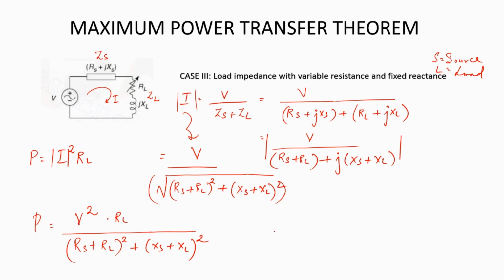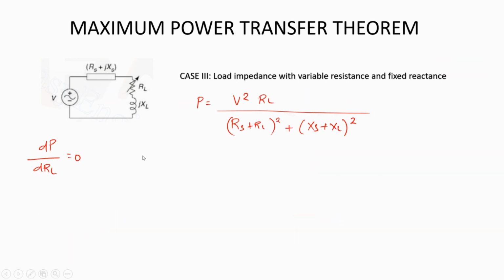Now we need to find out the condition for maximum power transfer. So to do that, we see that the variable parameter over here is just the resistance and not the reactance. Reactance is fixed. So we need to find the conditions based on the variable resistance. So we are going to differentiate the power with respect to the load resistance and then equate it to 0. Now on performing this differentiation, what do we get?